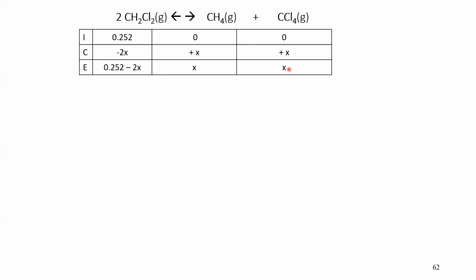Products over reactants raised to the power of the coefficient in the balanced equation. The concentration of CH4 times the concentration of CCl4 divided by the concentration of CH2Cl2 squared. Now you want to fill in what you know. So we know K, and we are going to plug in these values for equilibrium. So plug into our equilibrium expression what you know.